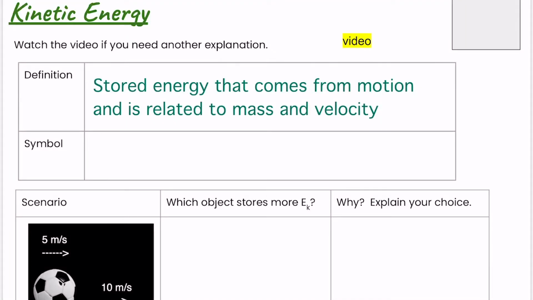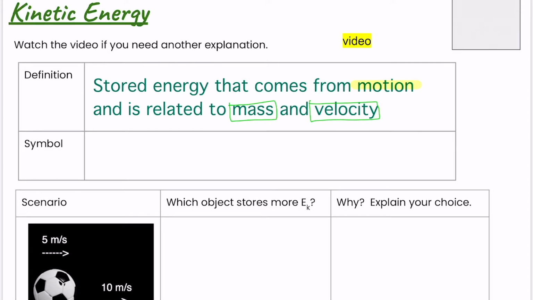So kinetic energy in our class will be defined as stored energy that comes from motion and is related to mass and velocity. So the key word here is going to be motion. That means anything that's moving will probably have kinetic energy. And another big hint for us will be anything that has a mass and anything that has a velocity.